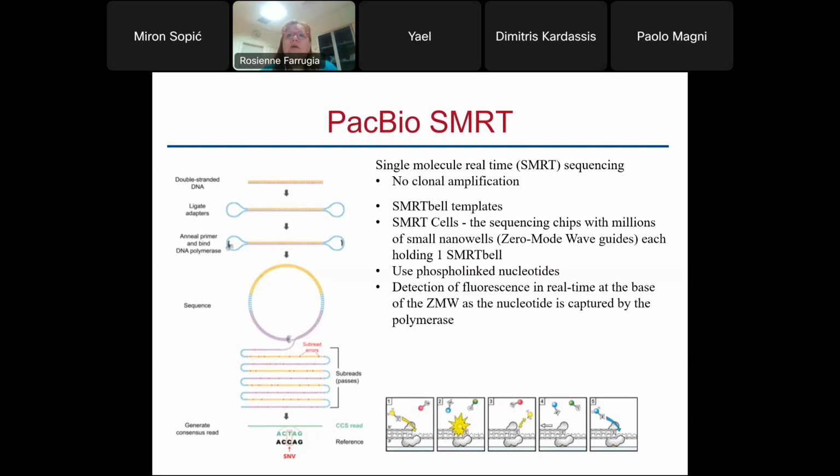It's very much like the DNB sequencing. We generate many copies of the same circular DNA molecule. Sequencing happens within tiny nanowells. So the sequencing chips that PacBio use are called SMRT cells, and each SMRT cell has millions of these very tiny nanowells, which they call zero-mode waveguides. Essentially, they're very small wells. Each well can hold only one SMRTbell, and each well is completely opaque to the well next to it. So there is no contamination or cross-contamination of signal from one well to the other.